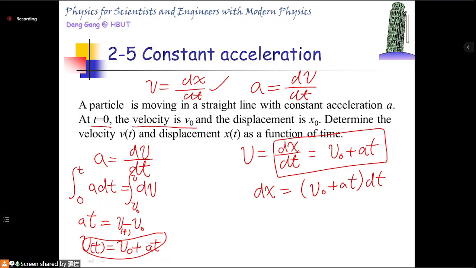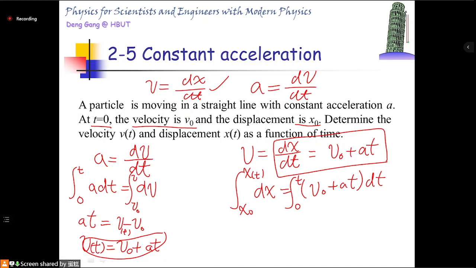Okay, and the next step, still take the integration on both sides. So start from t is equal to 0. When t is equal to 0, the displacement is x0, so that's why here's x0. And when the time is t, there is xt.